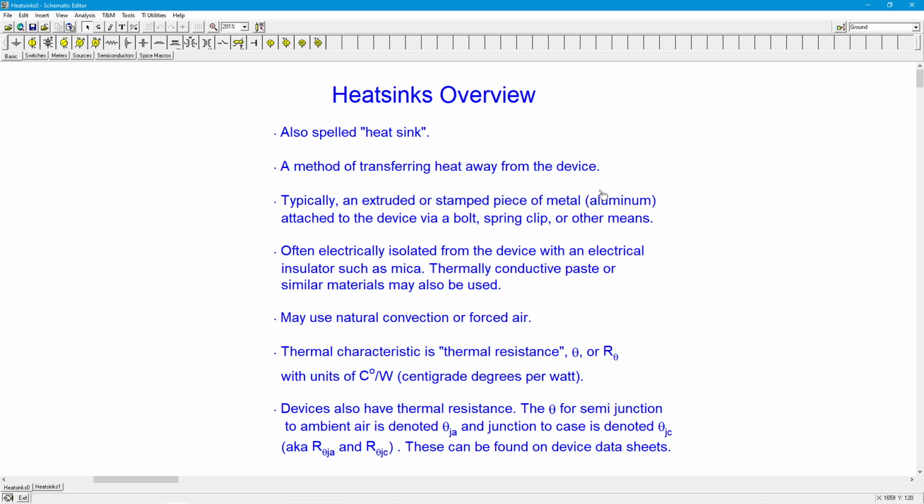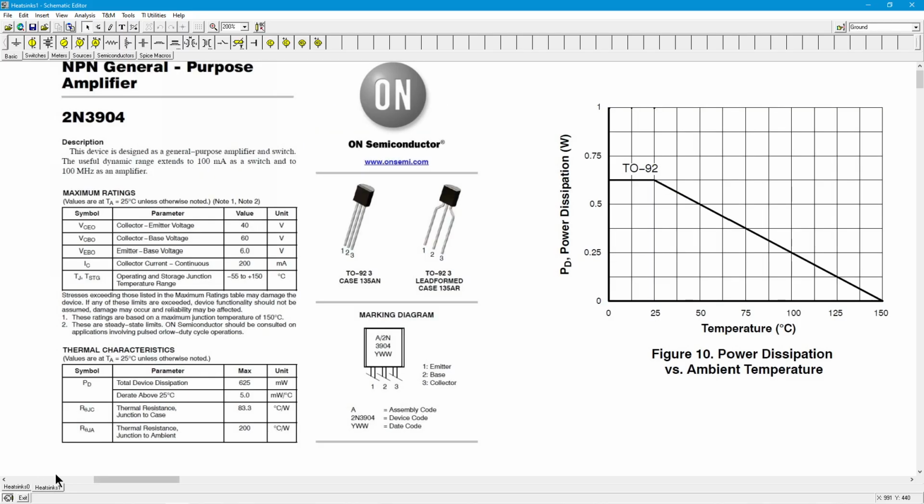So let's flip back to the data sheet that we left off on. This is our 3904, and you'll notice right below the PD, here's an R theta JC, and they're saying that's 83 centigrade degrees per watt. And the junction to ambient, they're saying that's 200 centigrade degrees per watt. Well, you think about that for a second.